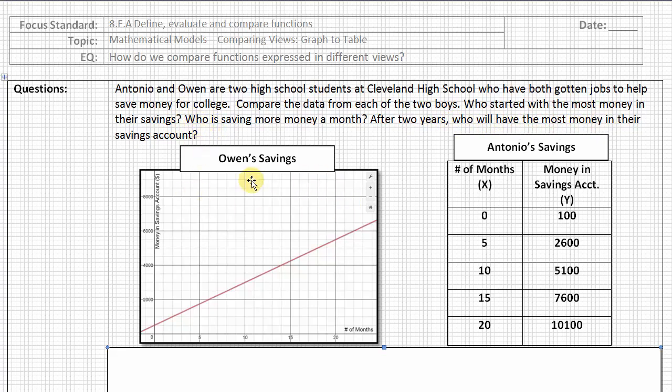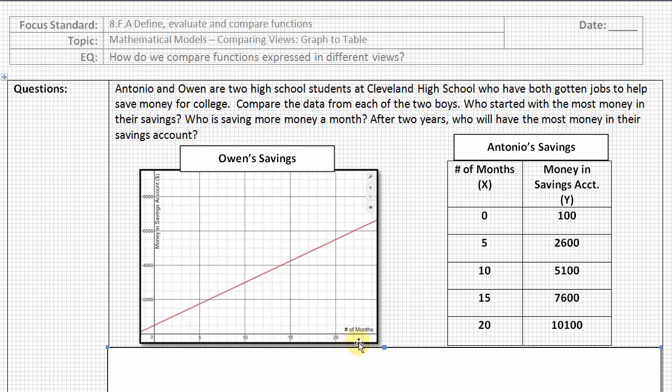So you can see here we have Owen's savings represented on a graph. I want you to take a moment and read through and make sure you understand what the scale is, what are the variables that are represented on this graph. And then we have Antonio's savings, and he is using a table to show his. We can see that he's keeping track of number of months and the money in the savings account. Months is x, money in the savings account is y.